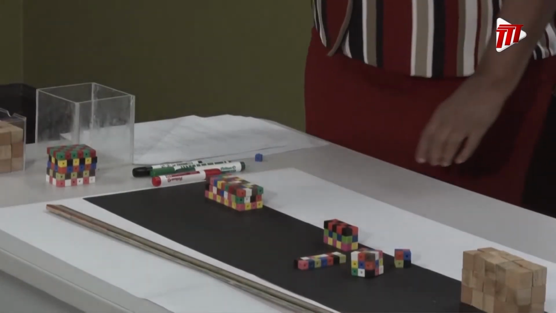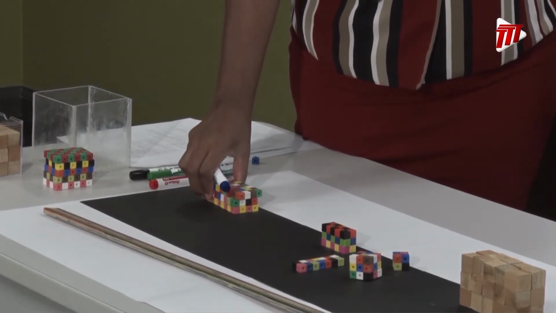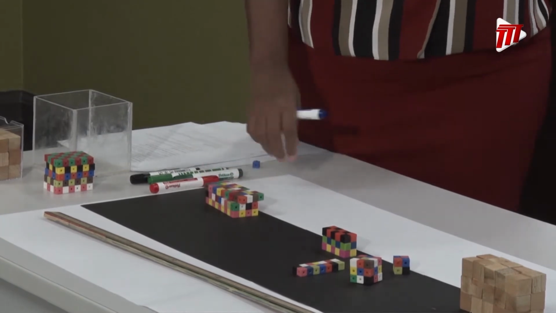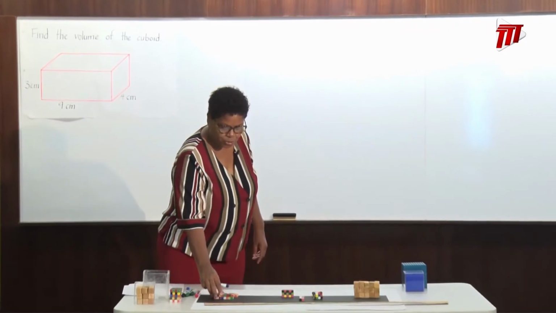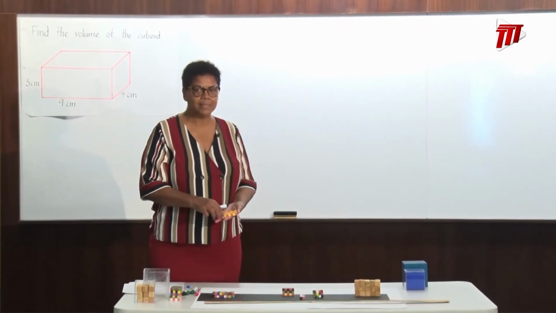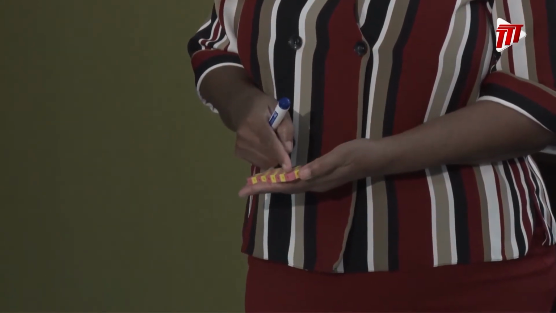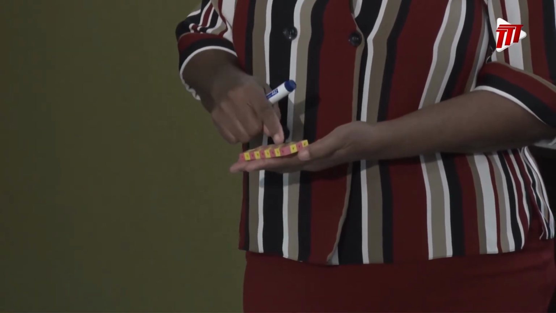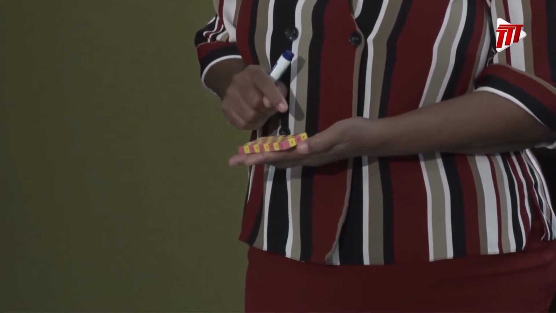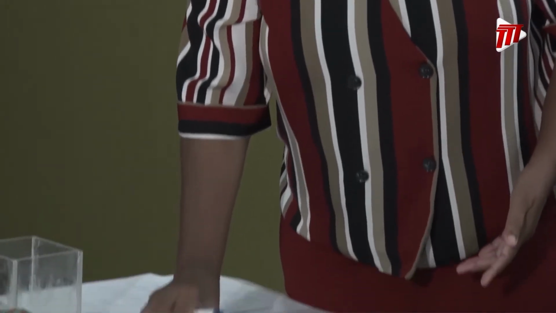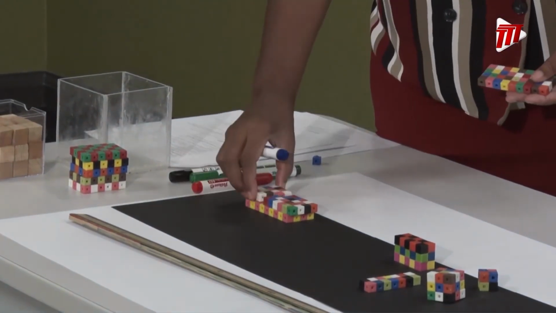Here we have a cuboid made up to represent 9 centimeters. I'm showing you the base of that cuboid. 1, 2, 3, 4, 5, 6, 7, 8, 9 centimeters by 4 centimeters in width or breadth. 1, 2, 3, 4. And we have 3 layers to represent the height.